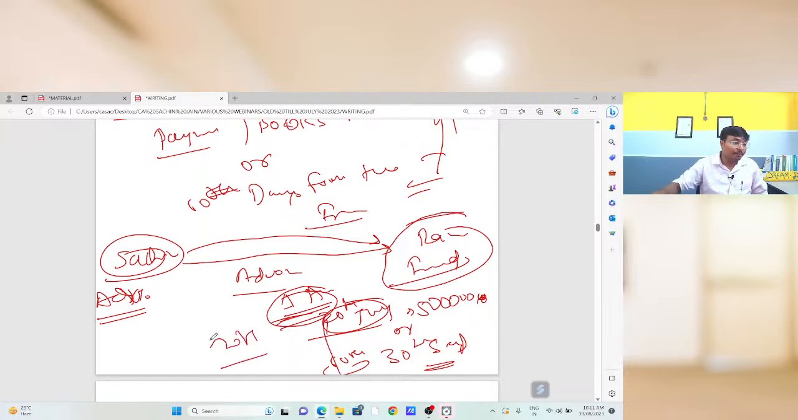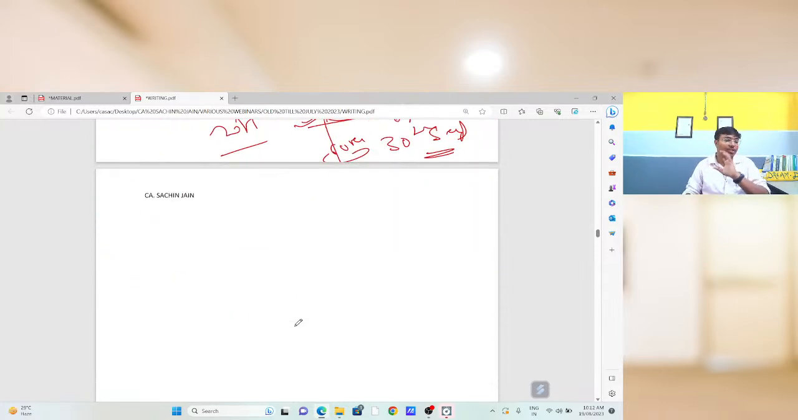So 20th July will be the time of supply, and Ram Industries has to make the payment of taxes under reverse charge mechanism in the return of July month. Okay, which is going to be filed in the August month, that is 20th of August. So that is the concept of reverse charge mechanism.